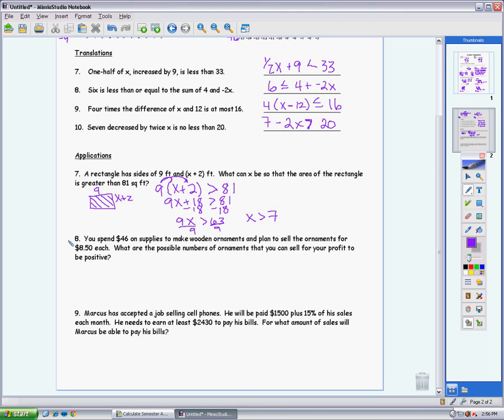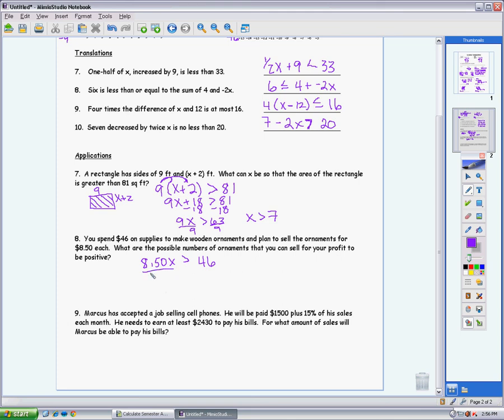Number 8, you spend $46 on supplies to make wooden ornaments and plan to sell the ornaments for $8.50 each. What are the possible number of ornaments that you can sell for your profit to be positive? Well, I'm selling them for $8.50 a piece, and I've got to make more money for it to be positive. I have to make more than or equal to $46 because I already spent $46. I'm going to make it more than so it's positive, because it has to be more than instead of more than or equal to.